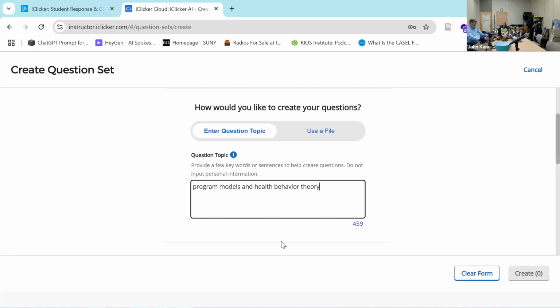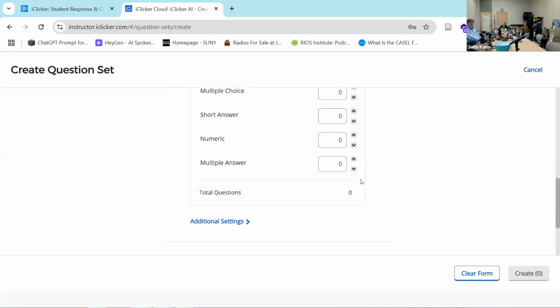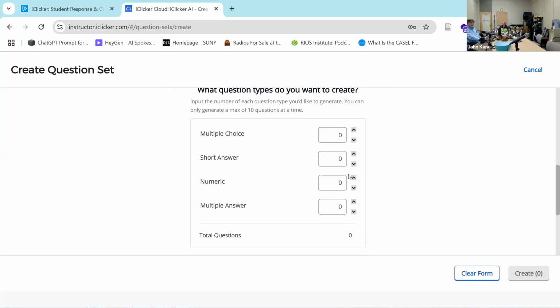Okay, and again, you could upload a set of questions. You could upload a past quiz and it would generate things based on that or whatever. What types of questions would you like? Let's do multiple answer. How many? Let's just do 3. And then let's do some multiple choice and then short answer. Yeah. And 4, maybe?